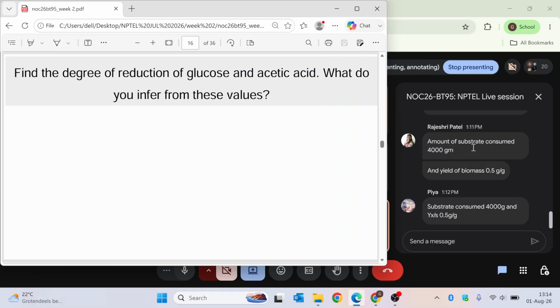Okay, the first question was about mass balance. Next, we talk about degree of reduction. Find the degree of reduction of glucose and acetic acid, and you can give your inferences about glucose and acetic acid based on their degree of reduction values.